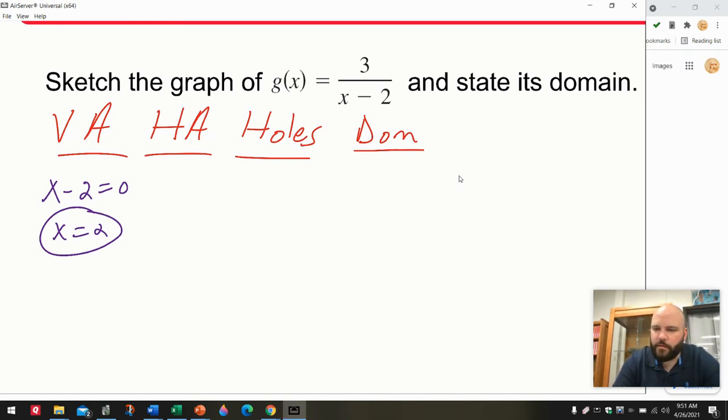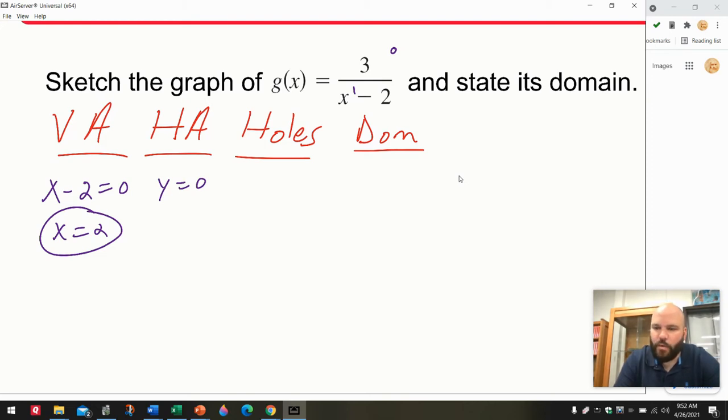Now, the horizontal asymptote is a little bit trickier in this because there is no variable up here. You can see it's just a 3. Keep in mind that if there is no variable, the degree of the numerator would actually be 0. So in this case, the degree of the numerator is 0, and the degree of the denominator is 1, which gives us that the numerator is less than the denominator. When the numerator is less than the denominator, it gives us a horizontal asymptote at y equals 0.